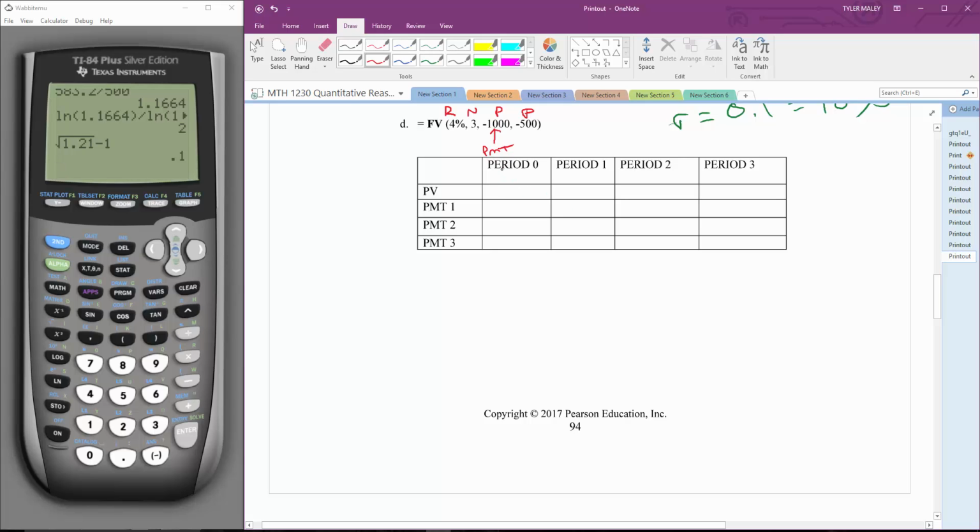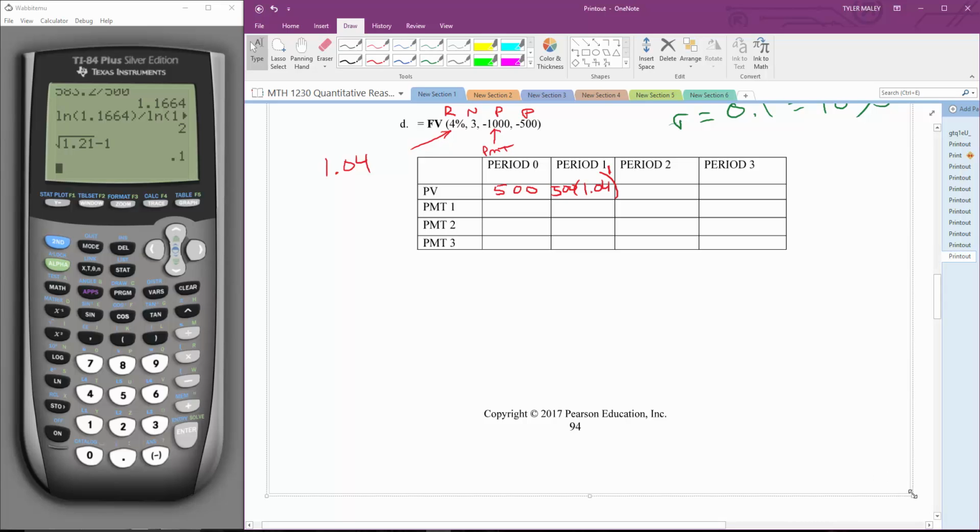So period 0, I would have just my present value, which would be $500. So that means I'm starting with $500 in the account, and there's no interest gained in period 0. We haven't started doing anything. Then at the end of period 1, the $500 I put in is going to gain 4% interest. So the multiplier for 4% interest is 1.04, which is 1 plus R. So we would have 500 times 1.04 to the first power.